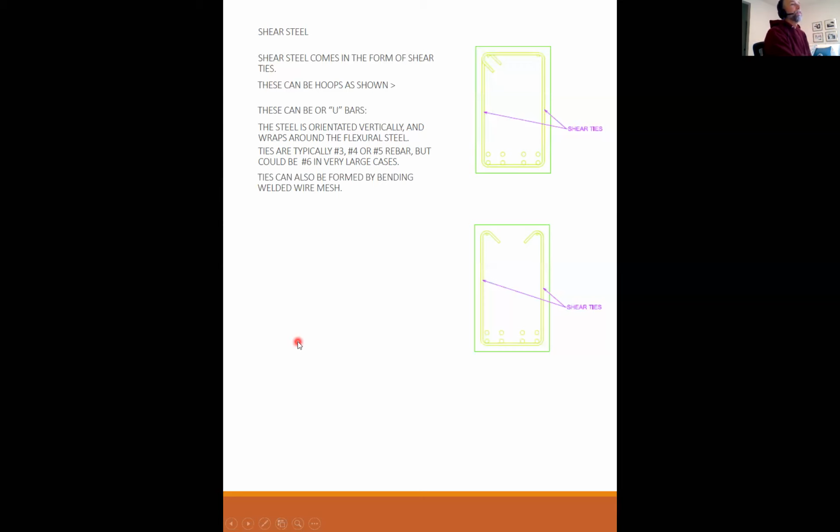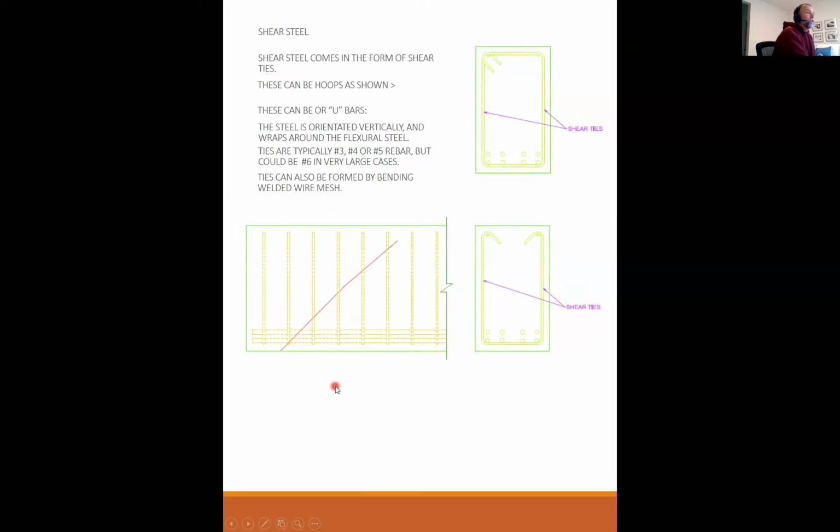Ties can also be formed by bending welded wire mesh. Welded wire mesh is formed out of wire and it has cross wires welded to it. Then you bend it into this shape. You can use those as well.